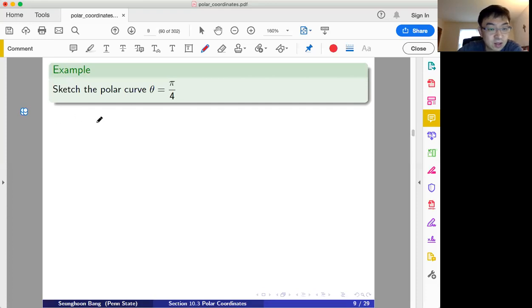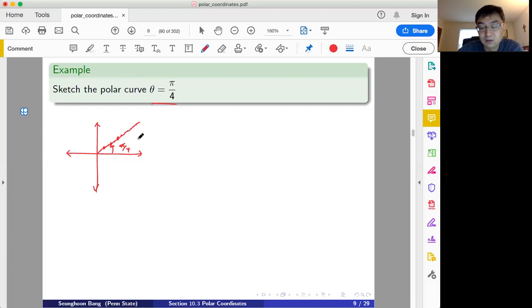So what does it mean? Here we have theta equals pi over 4. The angle theta doesn't change. Theta is pi over 4. Here the length equals 1, theta equals pi over 4. Length equals 2, theta equals pi over 4. Length is 3, pi over 4. The angle doesn't change. So we have this one. Is it right?